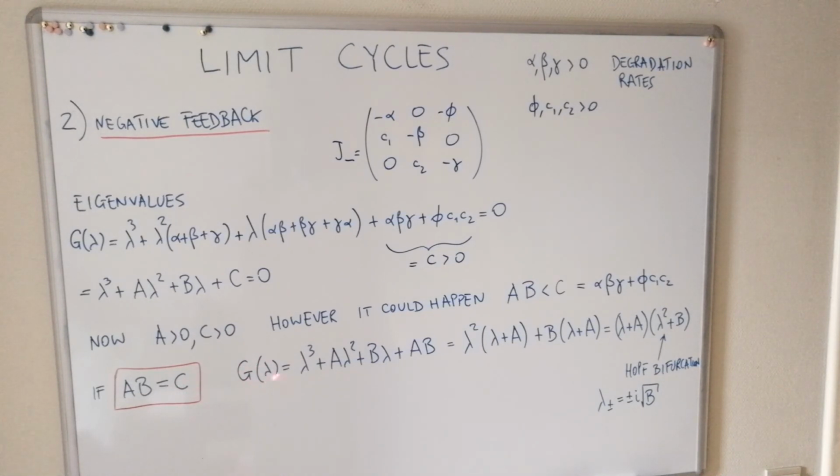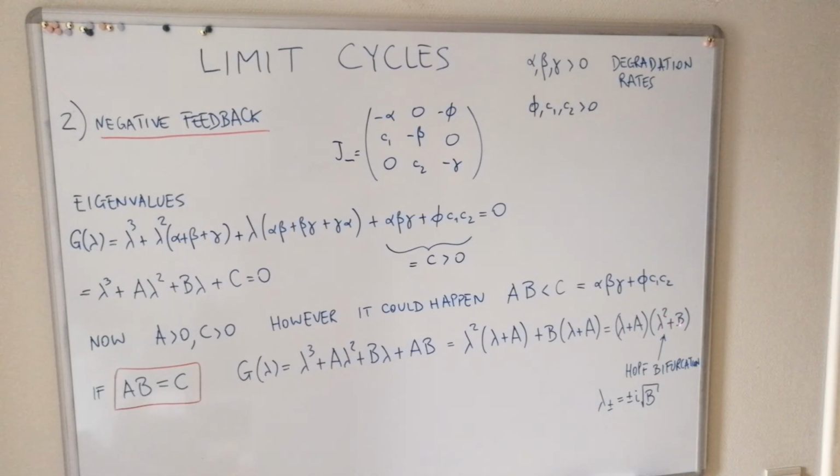So what happens to our characteristic polynomial? It takes this form, and we can easily decompose it. If C is equal to A times B, I replace C by A times B here, and finally the decomposition gives lambda plus A multiplying lambda squared plus B. So this is precisely the Hopf bifurcation. You see now here we have 3 eigenvalues. One is minus A, and this is a stable eigendirection in our system.